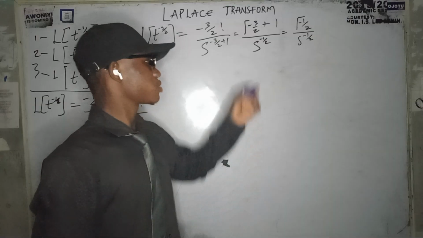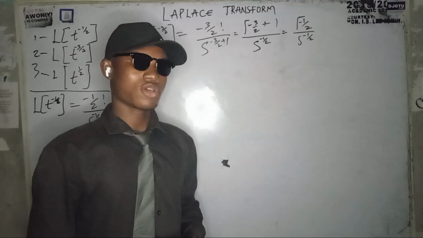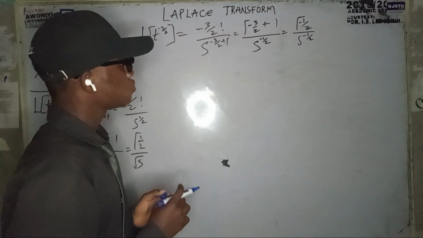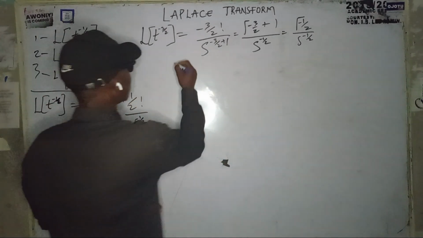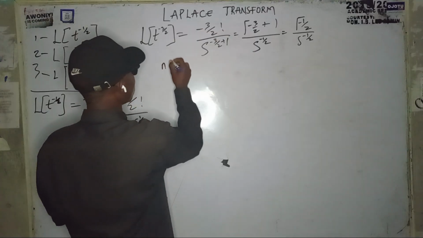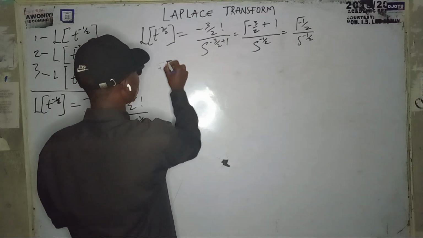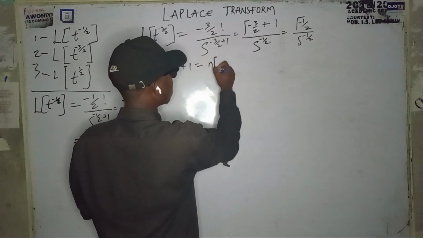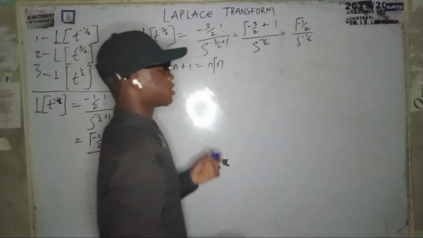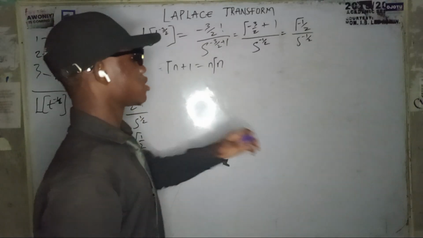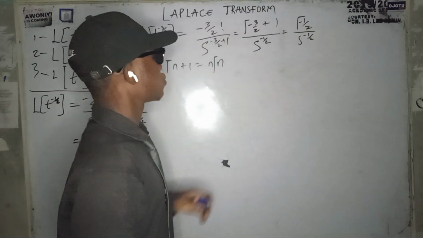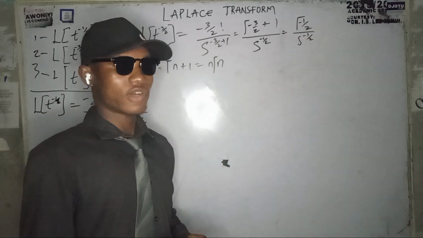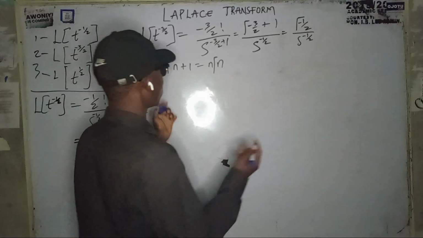So we have to express minus 1 over 2 in terms of 1 over 2. Now, with the second way that I showed you, I told you that the gamma function of n plus 1 is equal to n times the gamma function of n. So therefore I can express minus 1 over 2 in terms of 1 over 2.